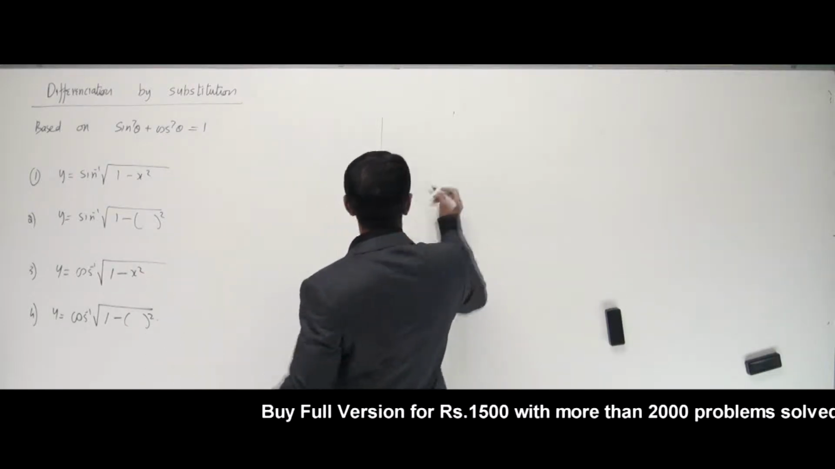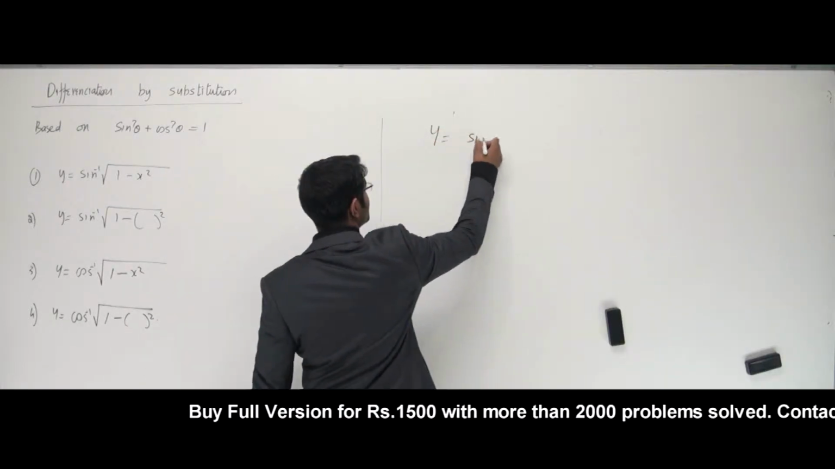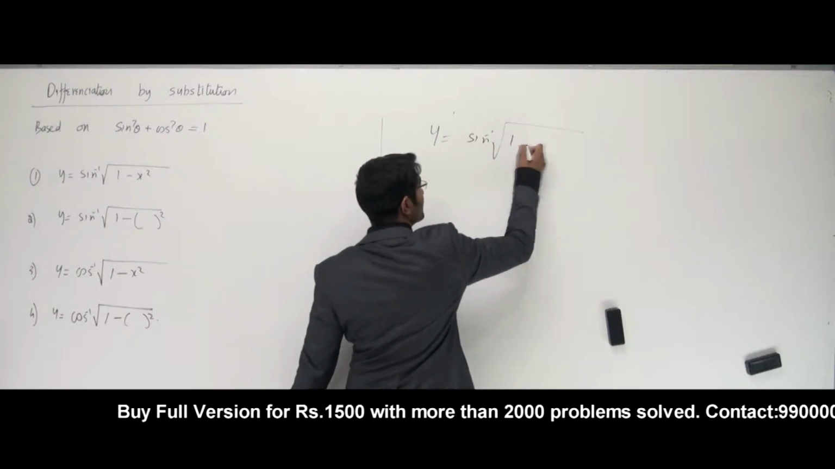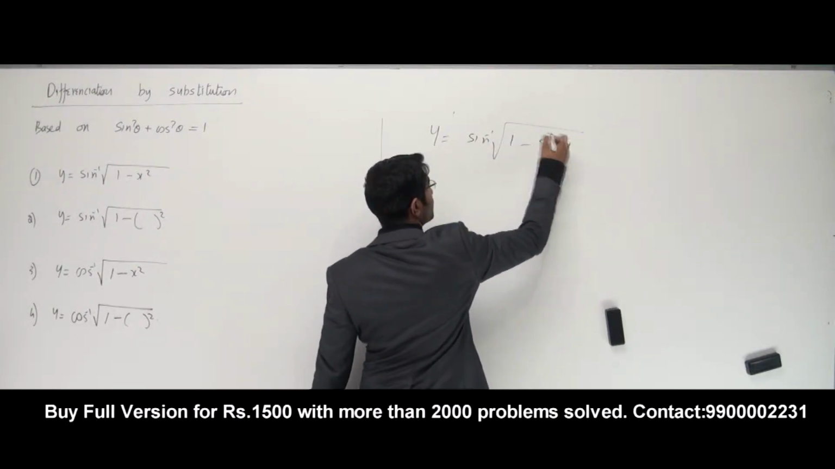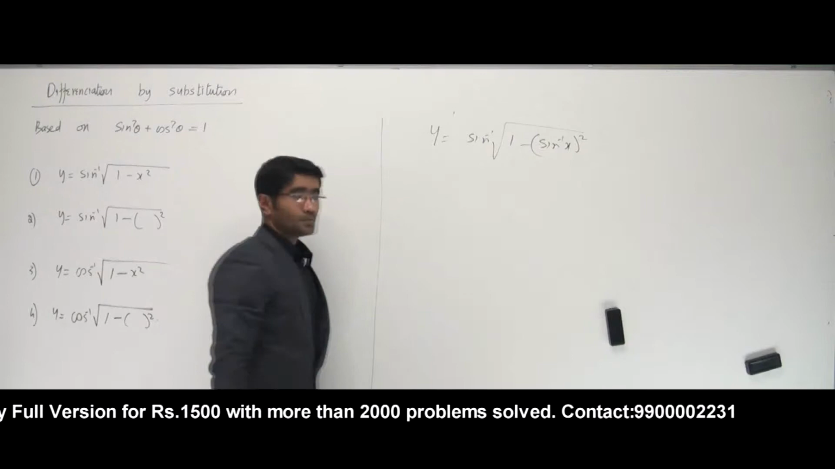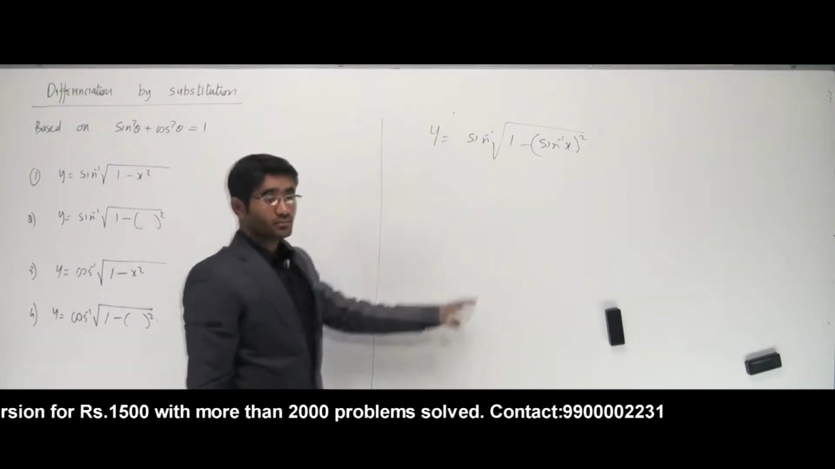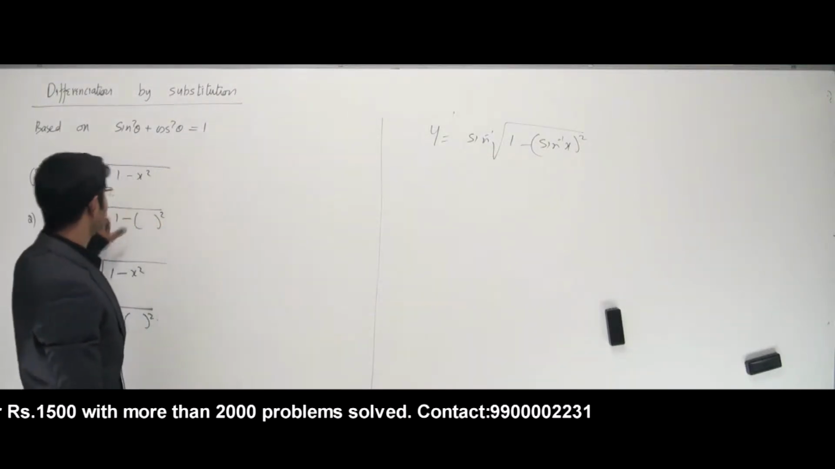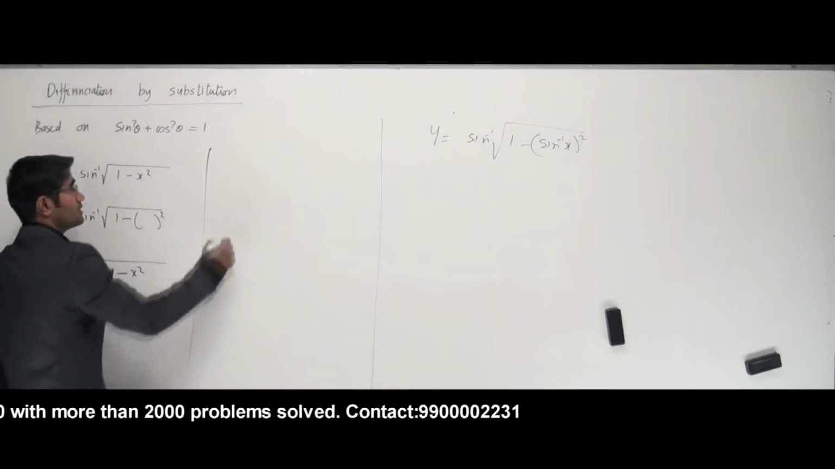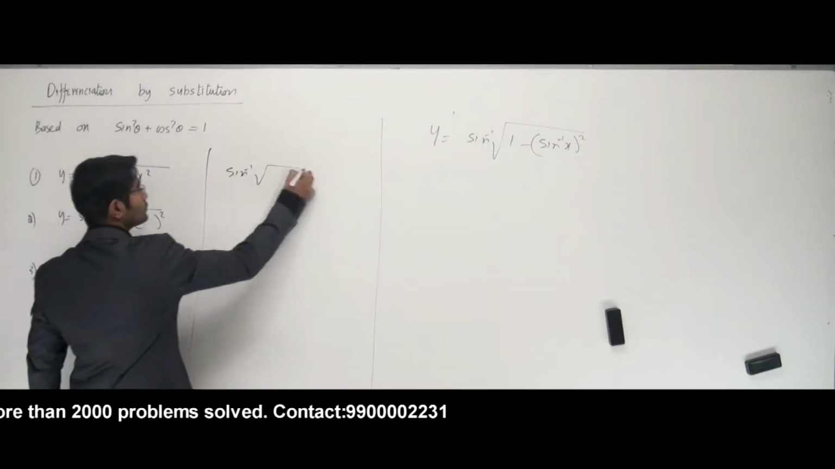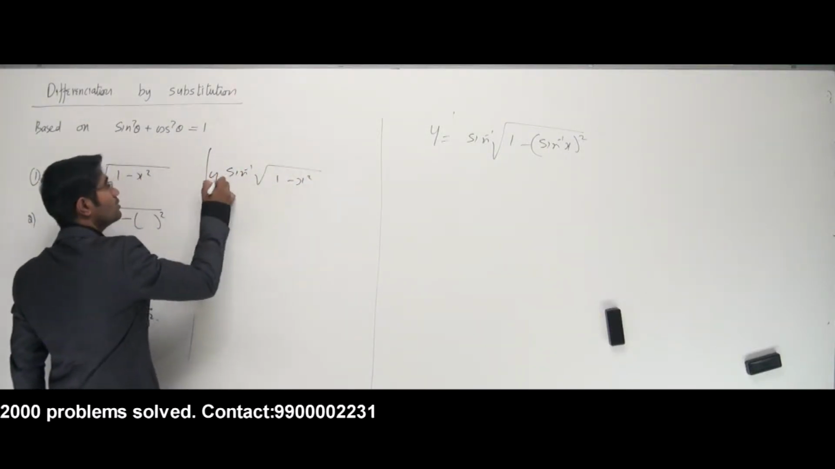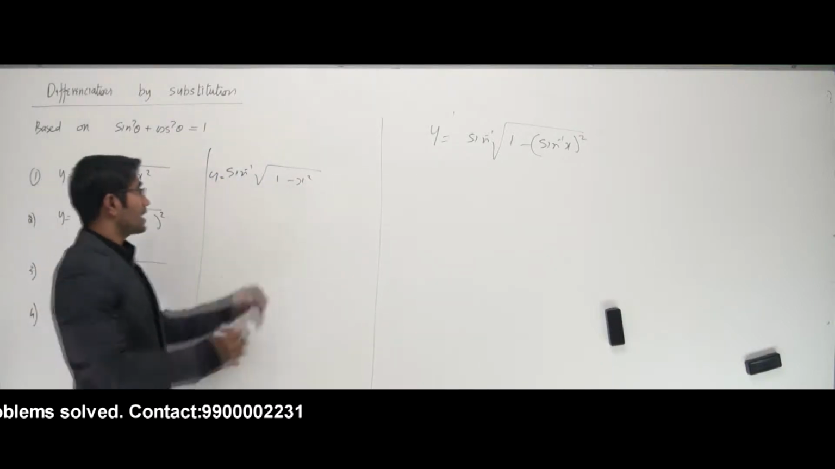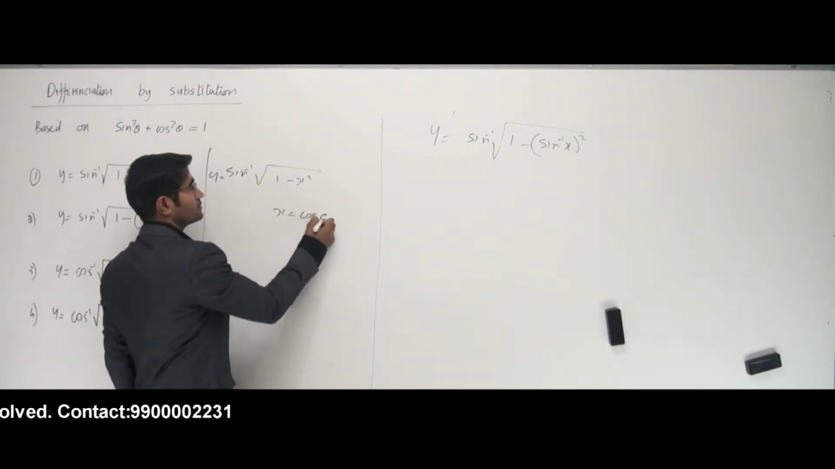So if I have a question like y is equal to, let's say, sine inverse of root of 1 minus sine inverse of x, the whole squared. Now look at that. So this guy looks like what? The second type here. If it is a sine inverse of root of 1 minus x squared, we knew how to do it. We did it in the last video. Let's take x as cos theta and you get the answer.